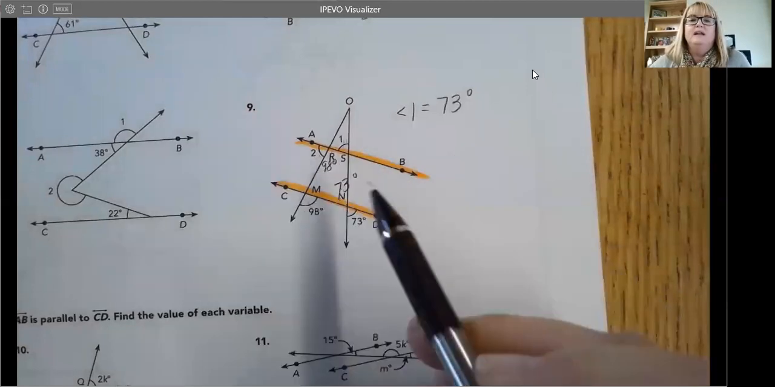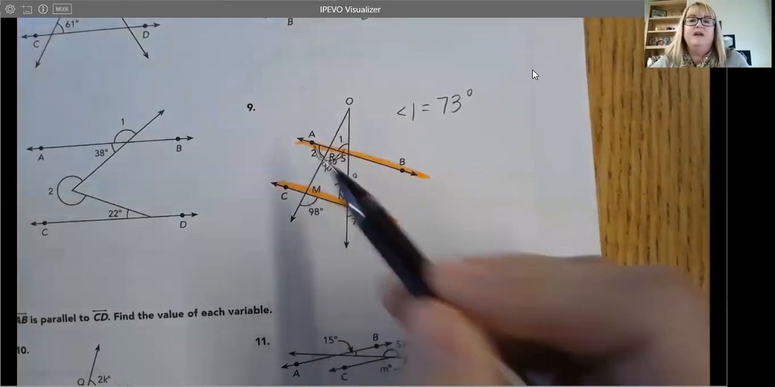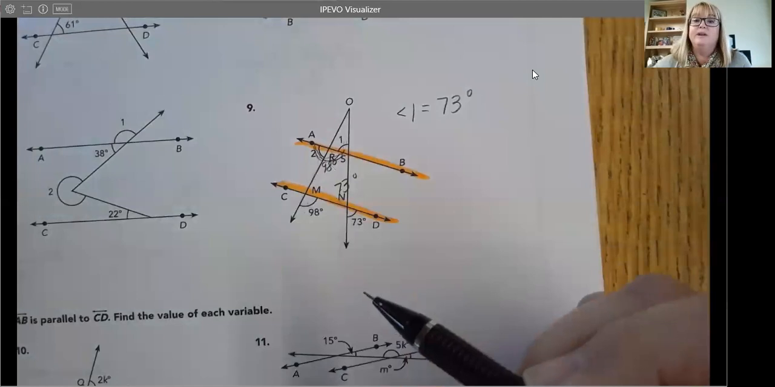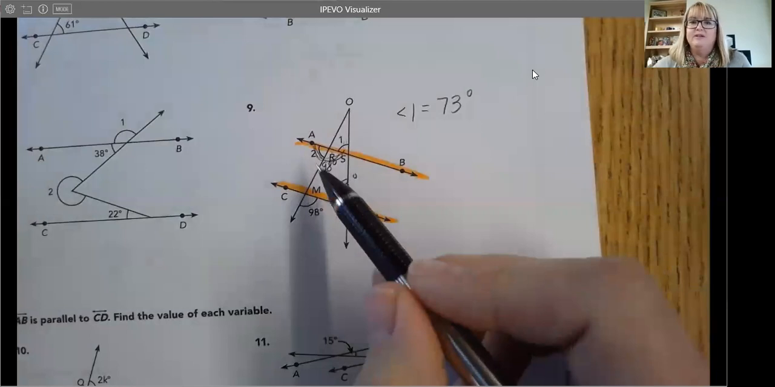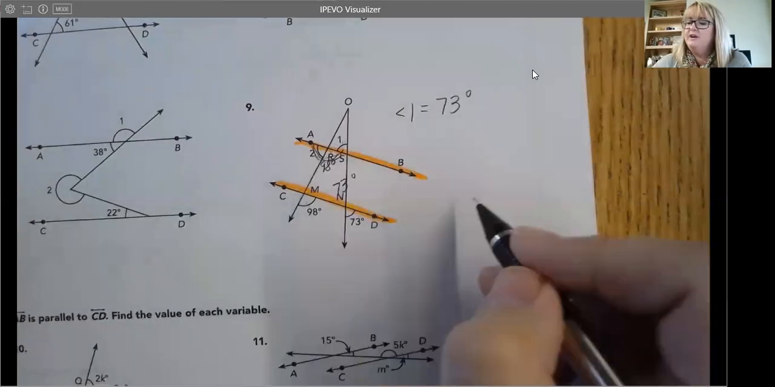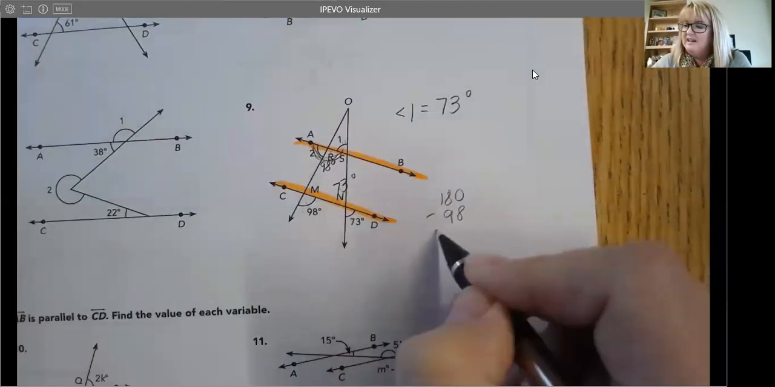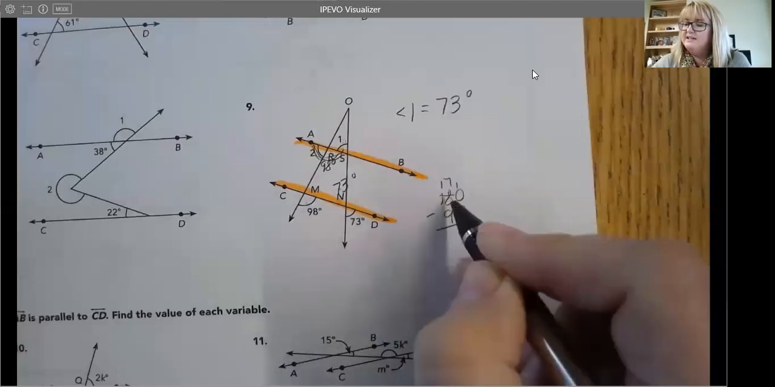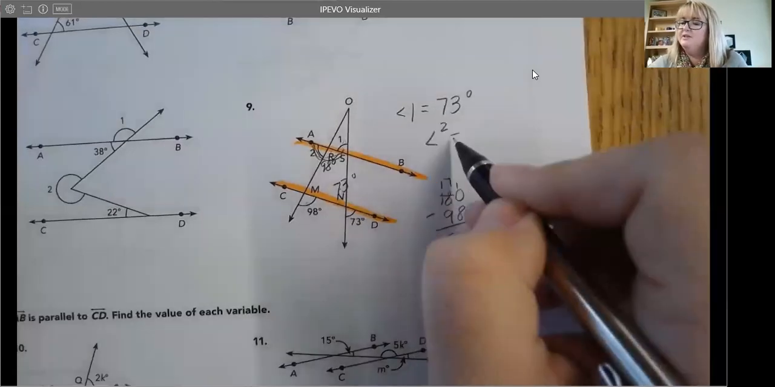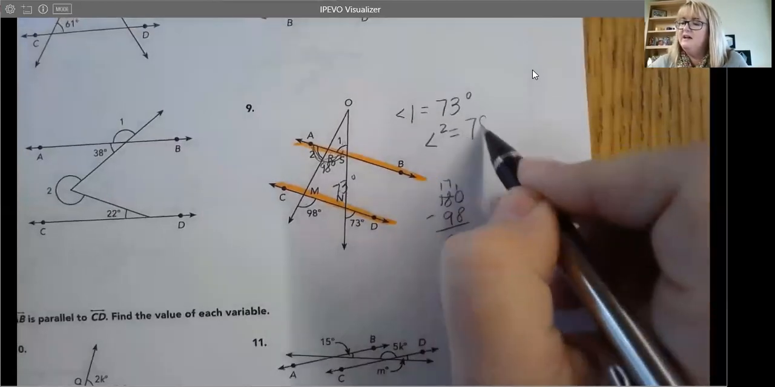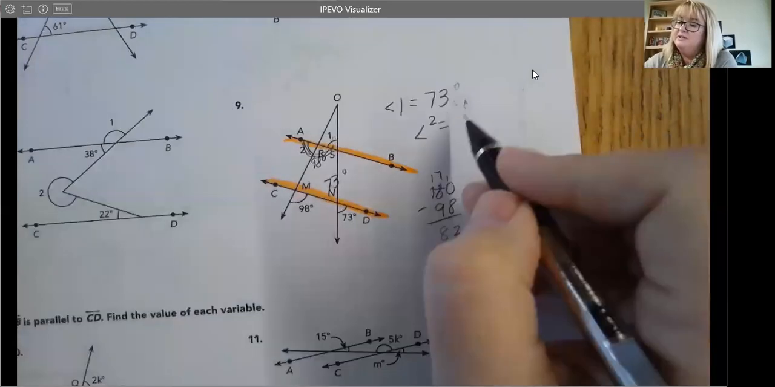Okay? Now, angle R and angle 2 make a straight line if you were to add them together. And a straight line is 180 degrees. So if we subtract 98 from 180, that will tell us what angle 2 is. I'm just going to do that very quickly. 180 minus 98. That would be 2. 17 minus 9 is 8. So angle 2 is 78. Whoa, okay, 82 degrees.